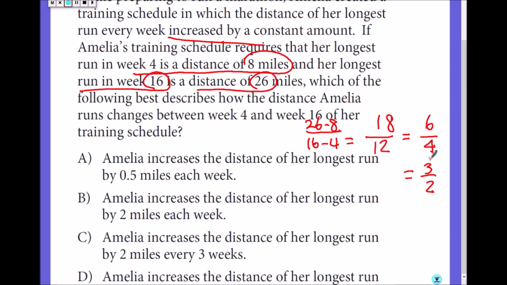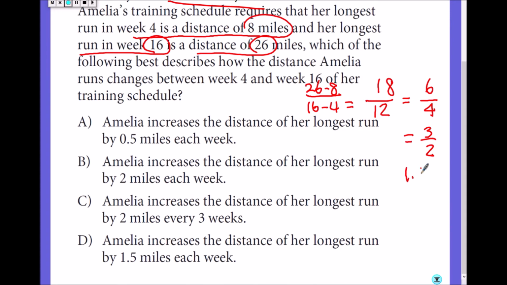So 3 miles every 2 weeks. Or we can say 1.5 miles each week. Increase the distance of the longest run by 1.5 each week. Or you can say 3 miles every 2 weeks.